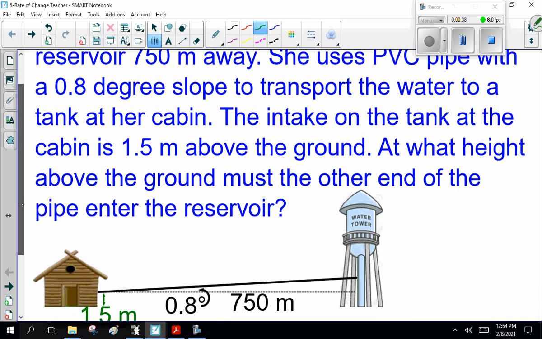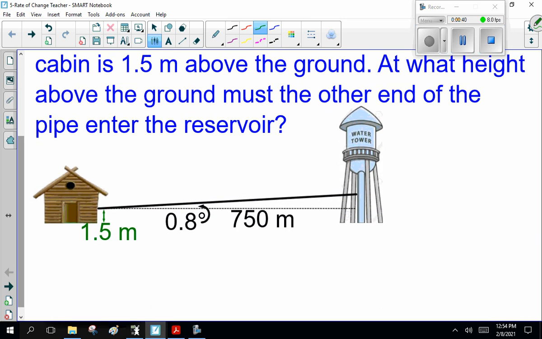So I'm drawing a picture here. And note, some of you, 750 meters is not the hypotenuse. It's the base of a right angle triangle here. I apologize, you have an older version of this, but I'm trying to save paper, so anyway. So, at what height? H. Now you're going, okay, where have we seen this before?